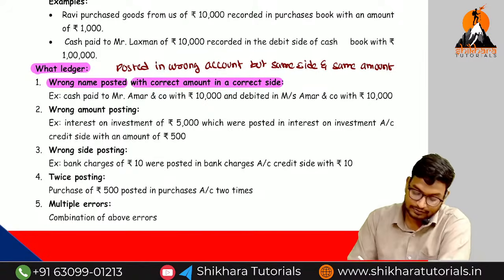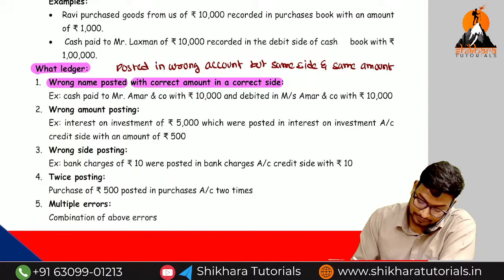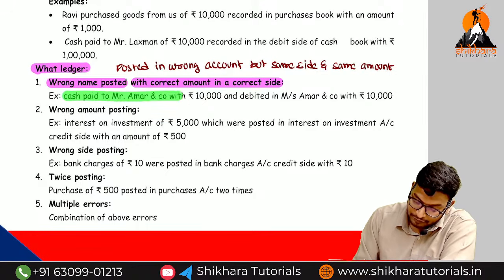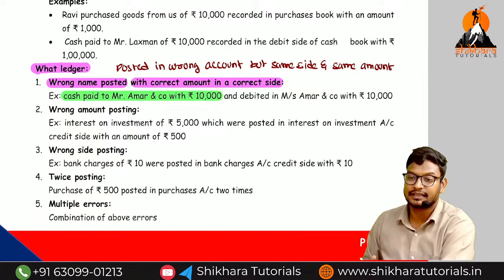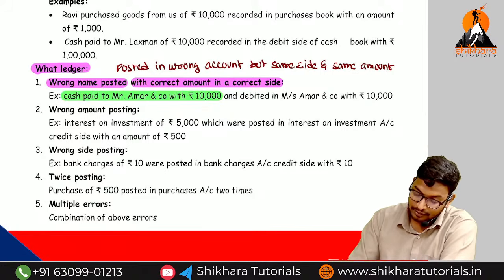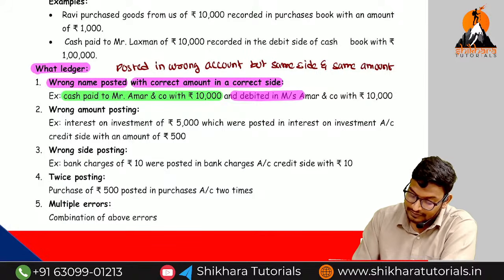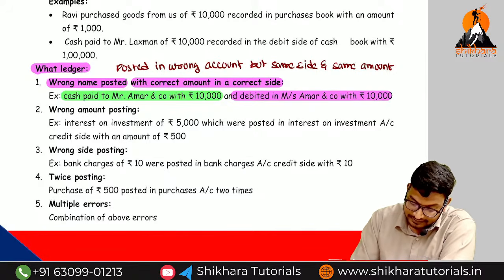How to do this one? See the example carefully. First one is the right one. Cash paid to Mr. Amar and Co of rupees how much? 10,000. This is the correct transaction. So what is the wrong one? Debited to Mr. Samar and Co of rupees 10,000. Here the person is different.